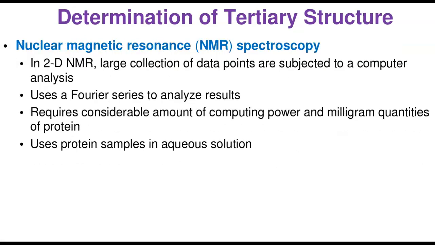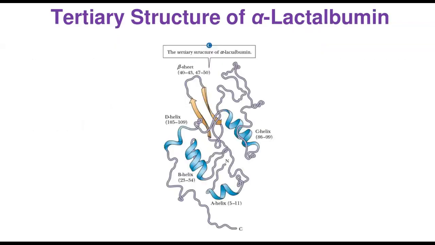You can also do that with nuclear magnetic resonance spectroscopy. In 2D NMR, a large collection of data points can be subjected to analysis. Again, you use the Fourier transform to analyze this and then come up with what the structure of the protein will look like. So this is a typical example of the tertiary structure of lactalbumin.